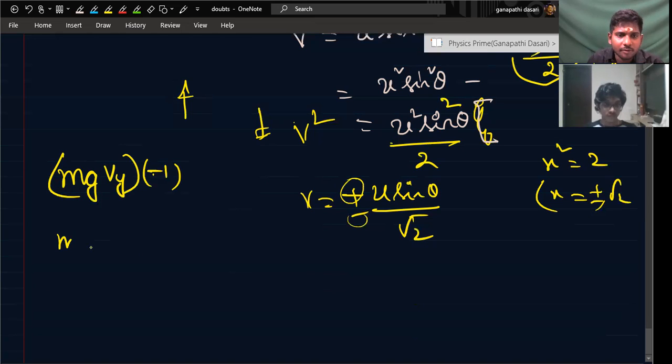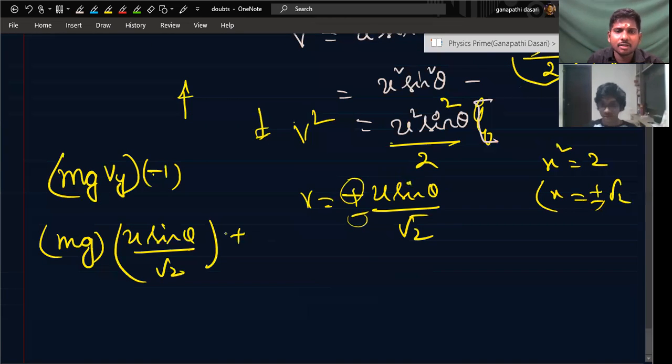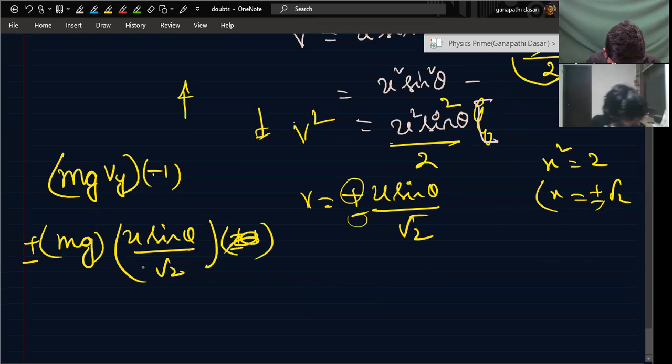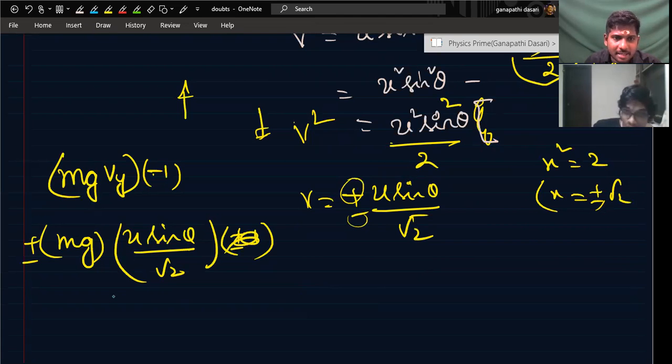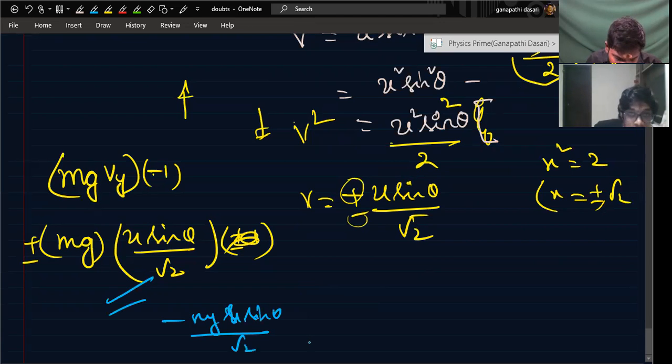Mg into v y is u sine theta by root 2 into plus or minus 1. So check the answers. Your answer will be mg u sine theta by root 2. That is true, the second option is true. But minus mg u sin theta by root 2 can be gotten by the third option, you check.